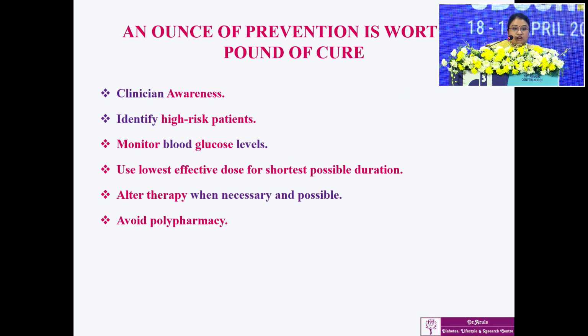So prevention is always necessary. Clinician awareness is very important. Identify high-risk patients, monitor their blood glucose levels, use the lowest effective dose for the shortest possible duration. Alter therapy when necessary and possible. Avoid polypharmacy as much as you can.